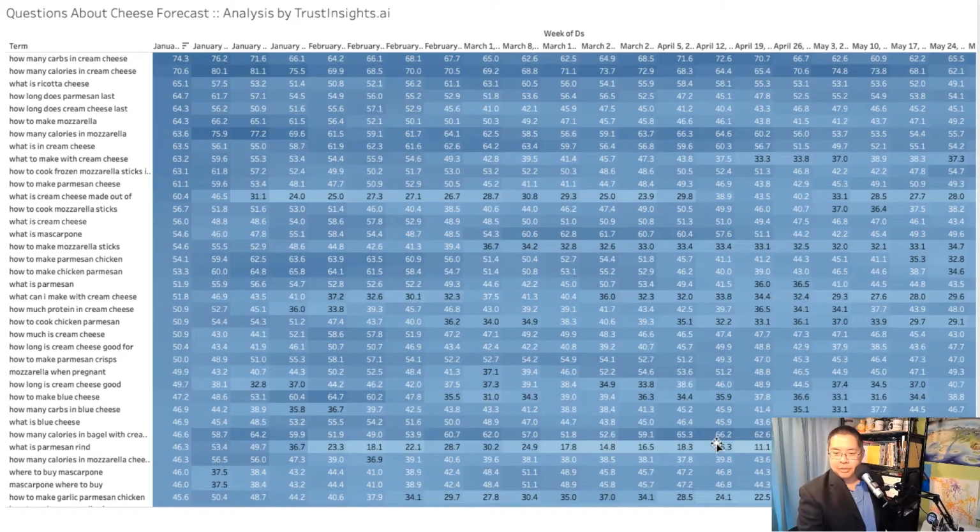Going out a little bit further down here, how many calories in a bagel with cream cheese, right? That goes up right around that third week of January and then comes up again in April. What's happening in April? In some parts of the world, it's people thinking about vacationing and beach season and looking a certain way. They're going to care more about those things.